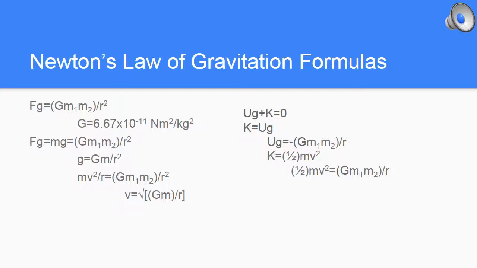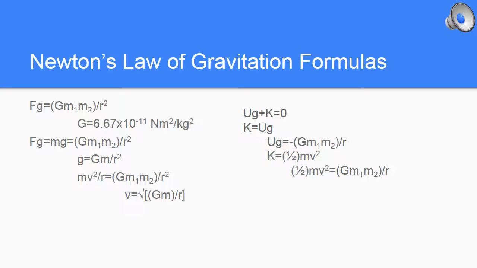Because we are also often looking at objects moving in orbits, we can see that due to centripetal motion, we can find the velocity of the object. And so because the mass of the object times the velocity squared divided by the radius of the orbit is equal to the universal gravitational constant times the mass of each object divided by the radius squared, we can see that the velocity is equal to the square root of the universal gravitational constant times the mass of the other object divided by the radius.